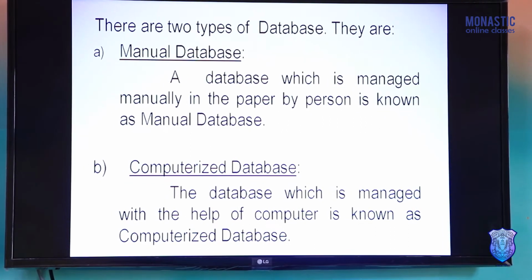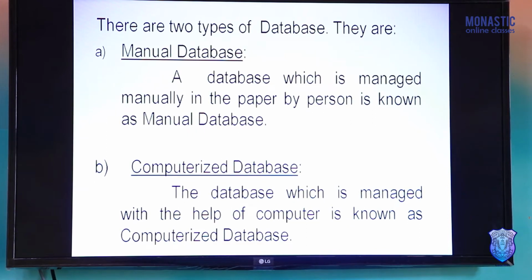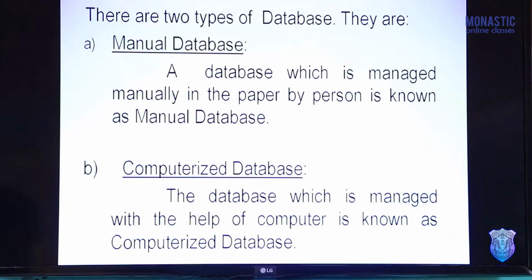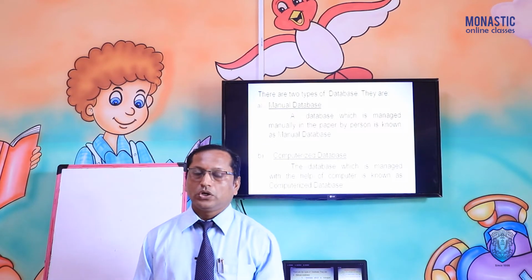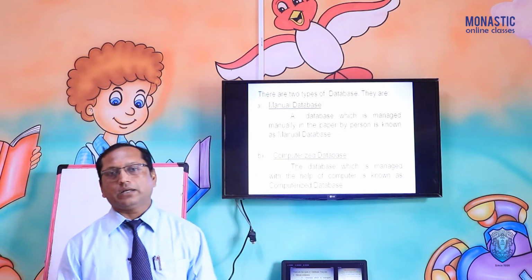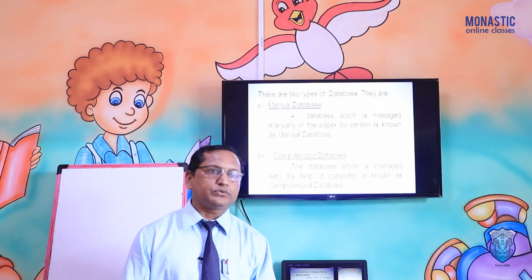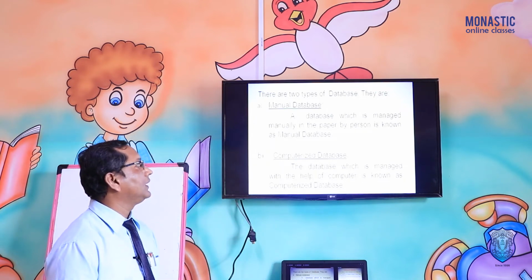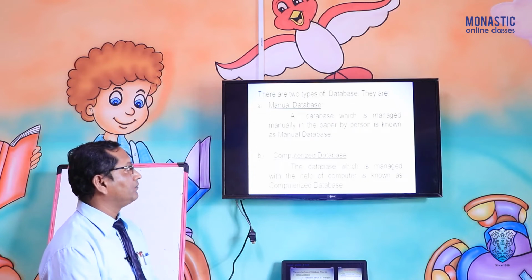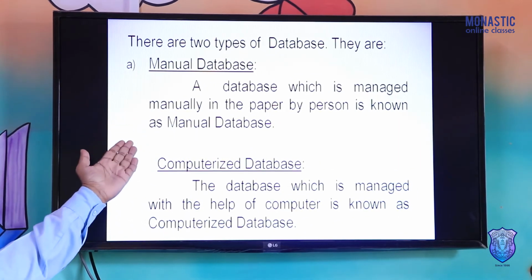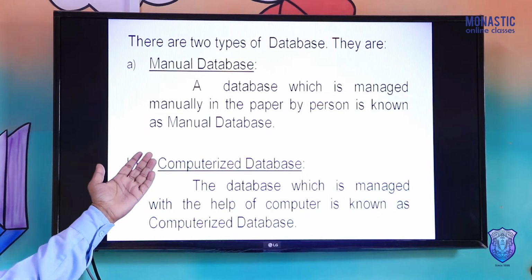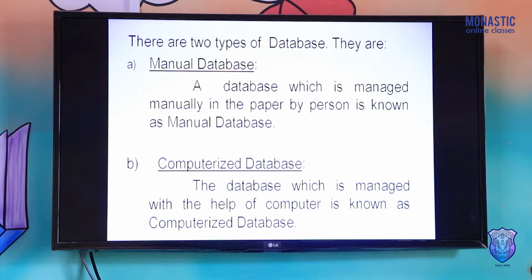Manual database is actually the traditional system, which can be managed manually on paper. That means notebook, diary, ledger book, different types of books where we write the records. That is called manual database. A database which is managed manually on paper by a person is known as manual database.